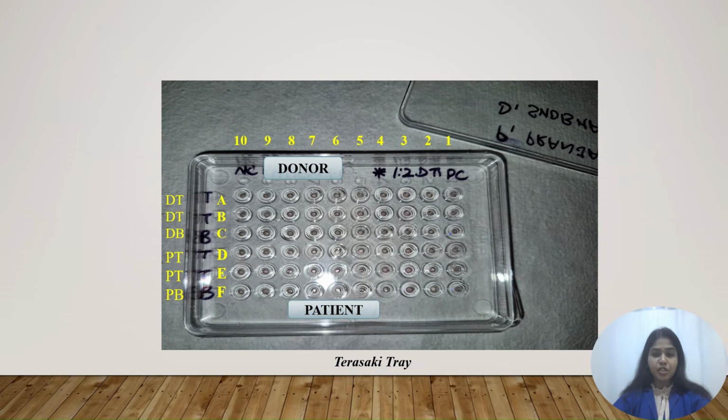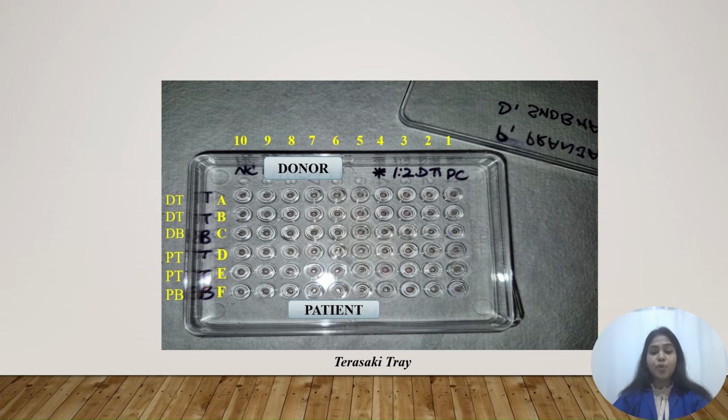In the next image, you can see it properly. Columns 1 to 10 are presented at the topmost of the tray. The A to C rows are denoted for the donor T cells and donor B cells, and D to F rows for the patient T cells and patient B cells respectively. What we can observe is there are 2 rows of T and 1 row of B. Why? Because there is a phenomenon working there and we need to rule it out.